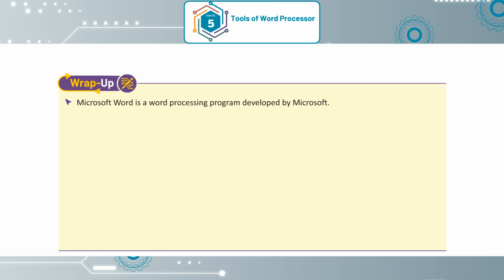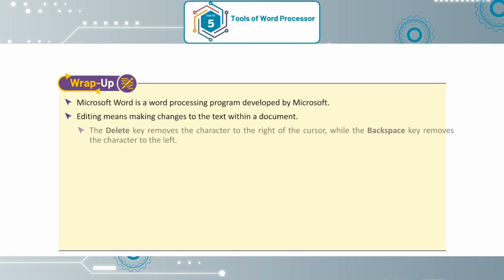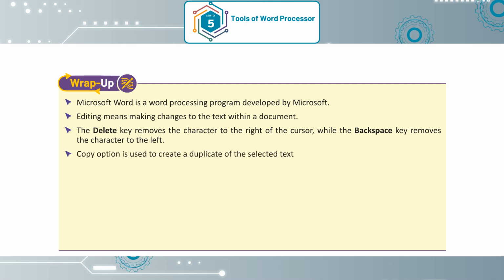Wrap up: Microsoft Word is a word processing program developed by Microsoft. Editing means making changes to the text within a document. The delete key removes the character to the right of the cursor, while the backspace key removes the character to the left. Copy option is used to create a duplicate of the selected text.